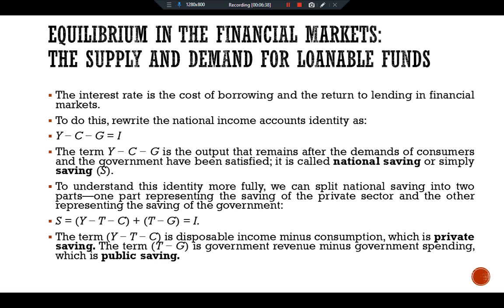As we have highlighted in the circular diagram, that reveals an interpretation of this equation. This equation states that the flow into the financial market, private and public saving, must balance the flow out of the financial market, investment.